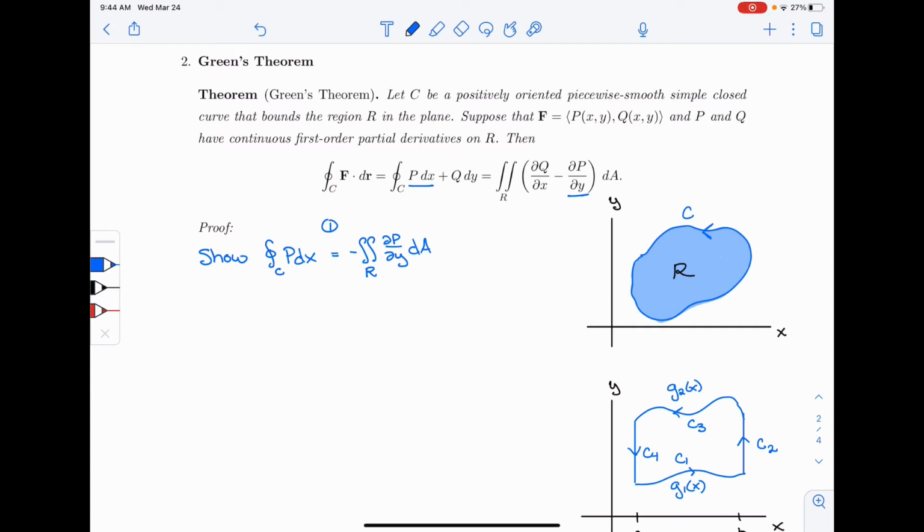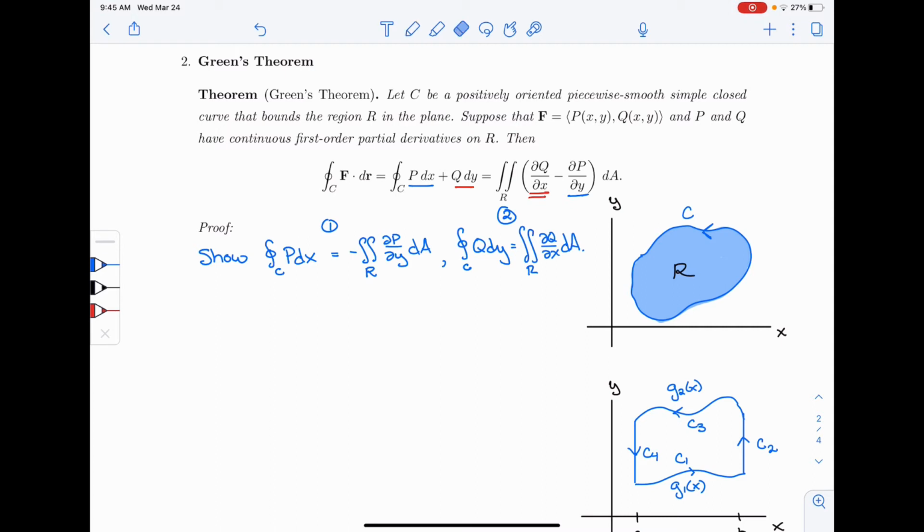Okay, and then the second thing that I want to show is that if I integrate around C Q dy, that I'll get the double integral over R of dQ/dx dA. So in this instance, I'm going to show if we integrate this, that it's equivalent to doing the double integral of that. And then you can put the two pieces together, and that shows all of Green's theorem.